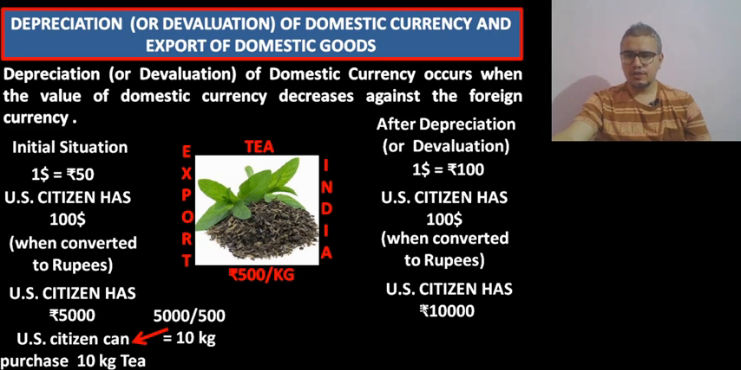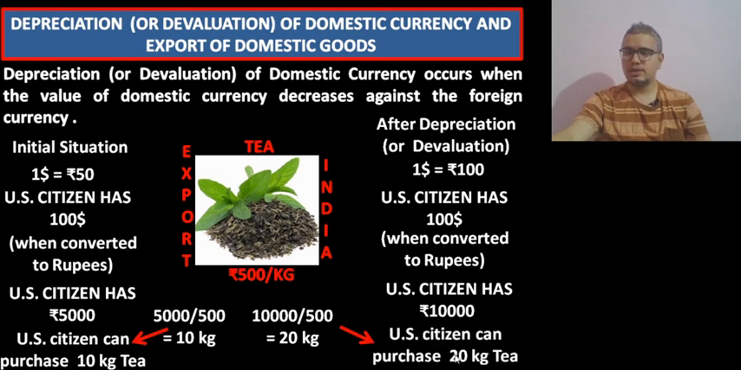Okay, now if he spends his entire money, that is rupee 10,000, to purchase tea which is priced at rupee 500 per kg, then the US citizen will be able to purchase 10,000 divided by 500, that is 20 kg of tea, which is exactly double the quantity of tea which he could have purchased if there would have been no depreciation. Thus here the US citizen can purchase 20 kg of tea.